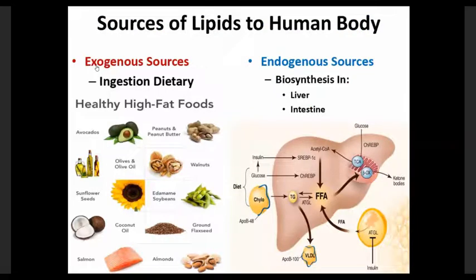What are the sources of lipids? We have two sources of lipids. We can get them from the food we eat, that is the exogenous source. Our body can also synthesize them, mainly in the liver. Again, in the intestine also, lipids can be synthesized. For example, LDL can be synthesized within the liver.